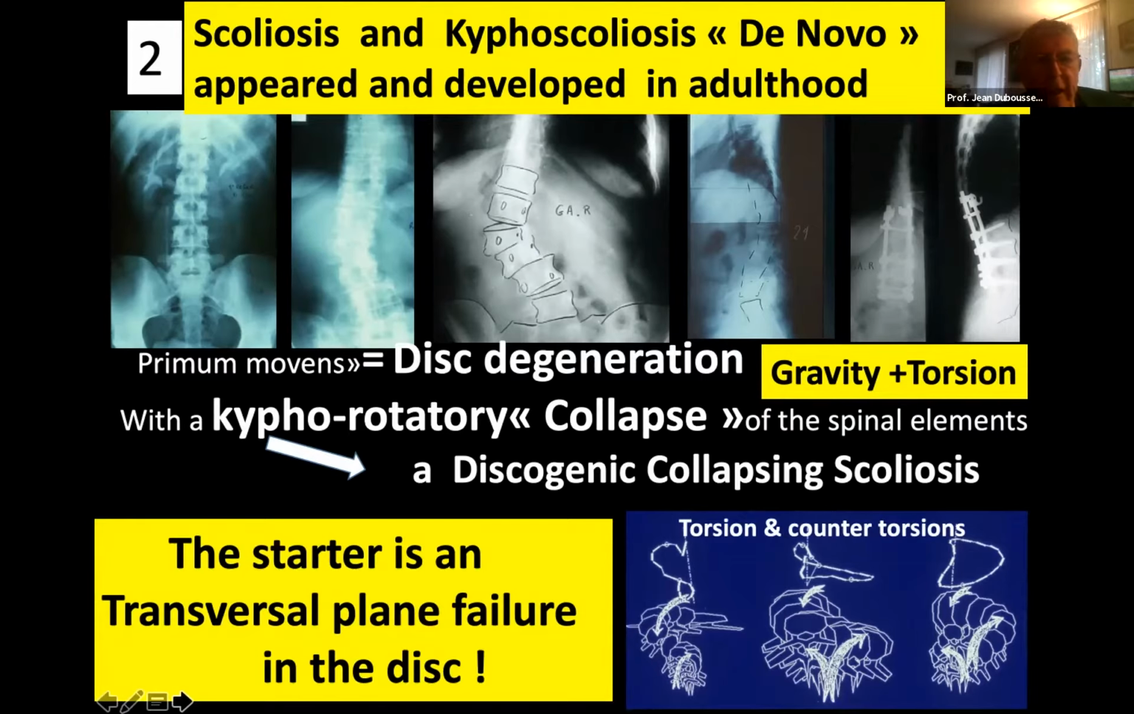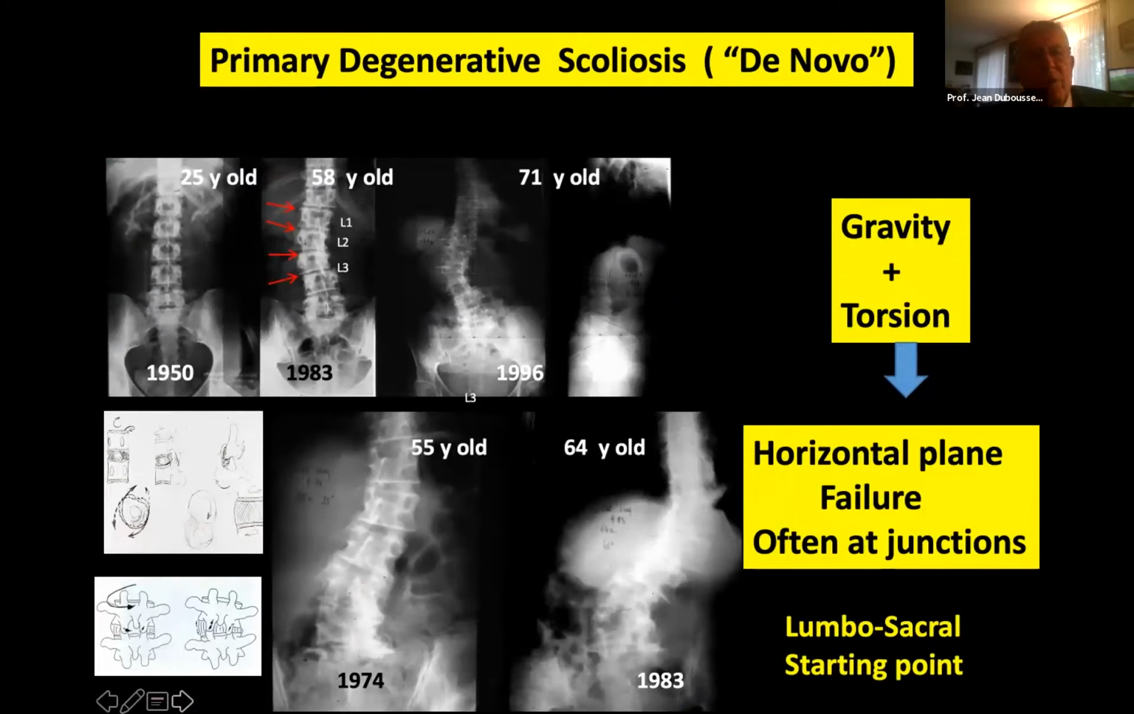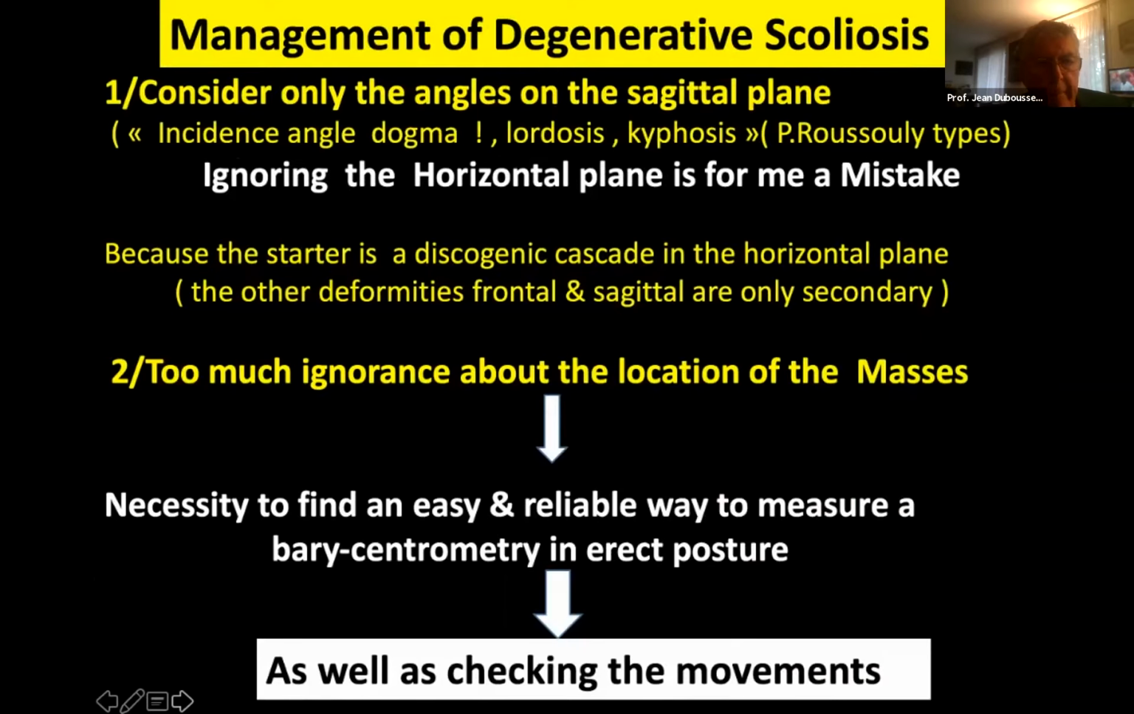So clearly, we see here another case where the horizontal plane failure is evident. And you must remember that the worst place on the spine is the junctions between the curves because of it.